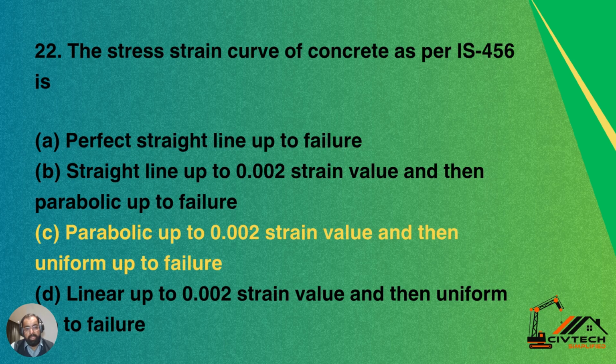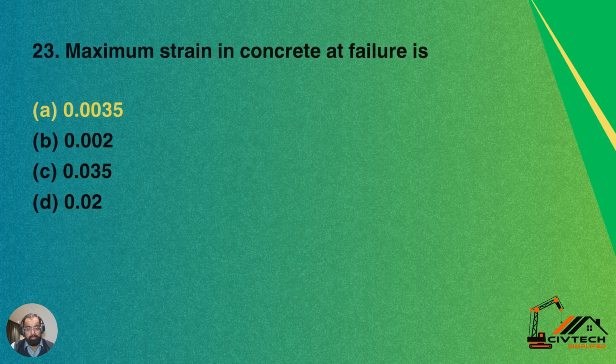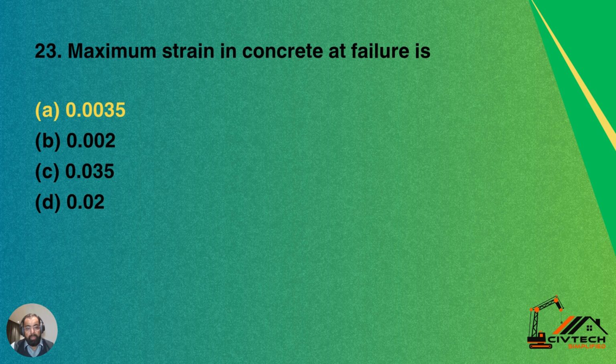Question 22. The stress strain curve of concrete as per IS 456 is: option A, perfect straight line up to failure; option B, straight line up to 0.002 strain value and then parabolic up to failure; option C, parabolic up to 0.002 strain value and then uniform up to failure; option D, linear up to 0.002 strain value and then uniform up to failure. So C is the correct answer. Initially it is parabolic up to 0.002 strain value and then uniform up to failure. C is the correct answer.